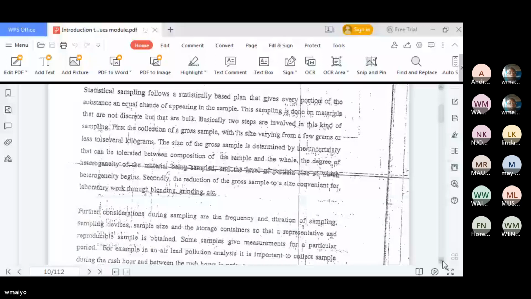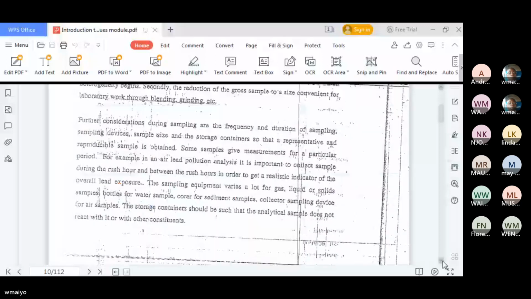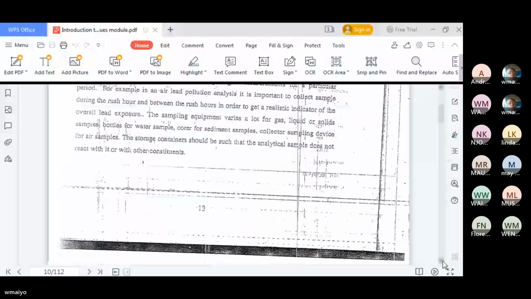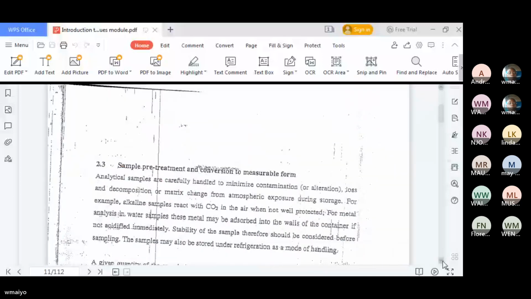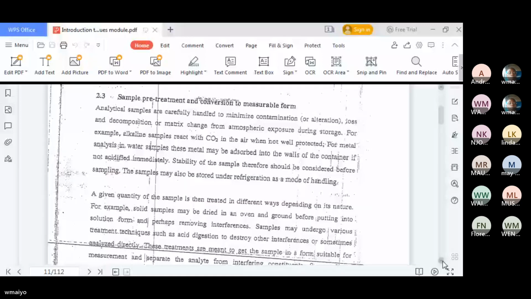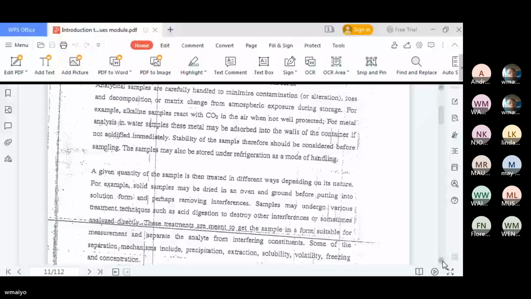Then conversion to measurable form is where you convert your sample depending on the instrument that you will be using. Some might be, you are collecting a solid, but the instrument requires a solution or a liquid form. So you need to dissolve. Some require that your analysis is done in gaseous form. So here you need to convert it to gaseous form. So such steps are what we are saying. It is where you are converting your sample into a form that can be measured, depending on the instrument that you are using.